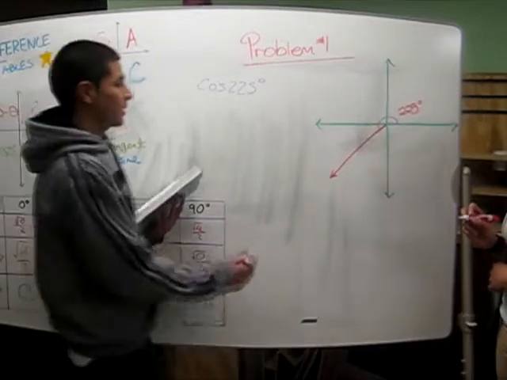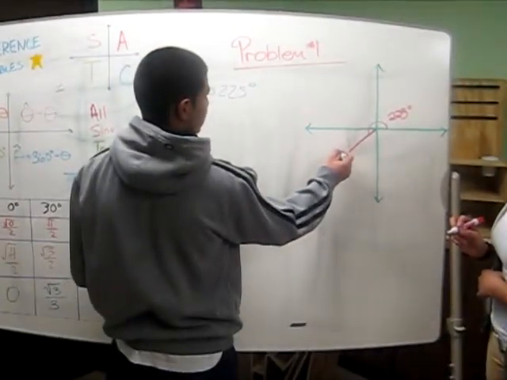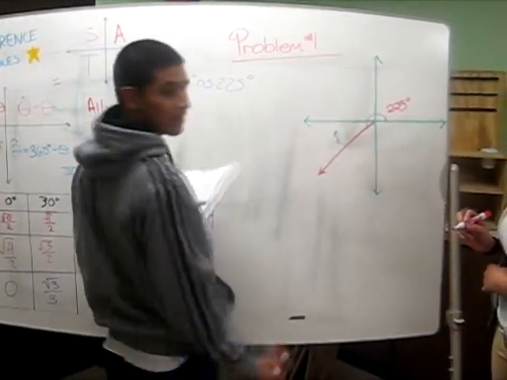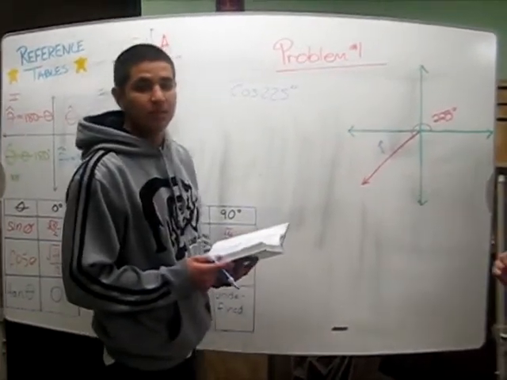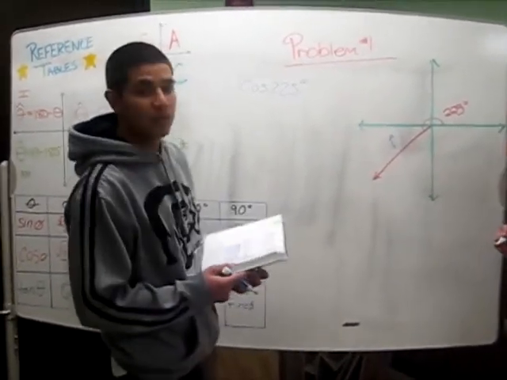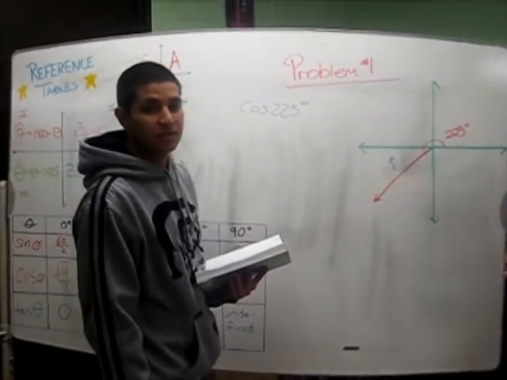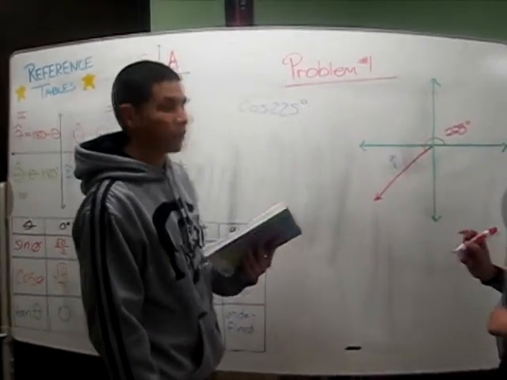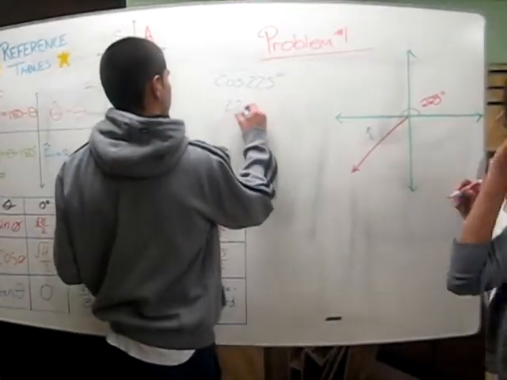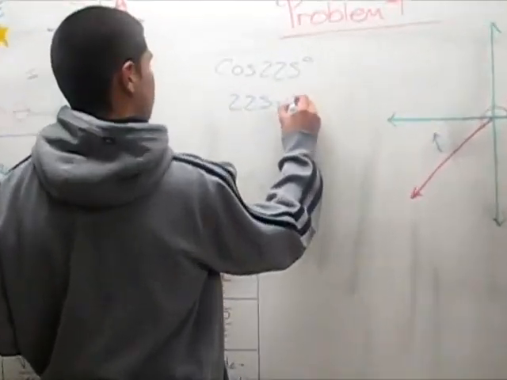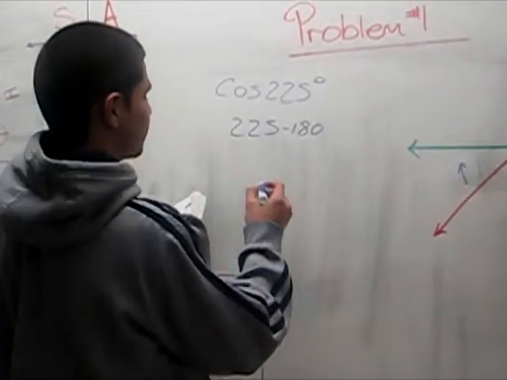Okay, and to find the reference angle, you're looking for the distance from here to the x-axis. So to do that, you refer to the reference table, which had the quadrants, and you notice it's in quadrant 3. So the formula is reference angle, or your overall angle, minus 180. Which equals 45.